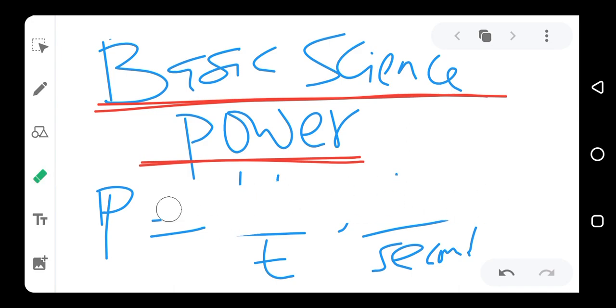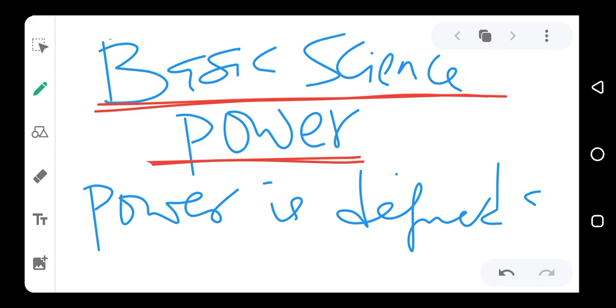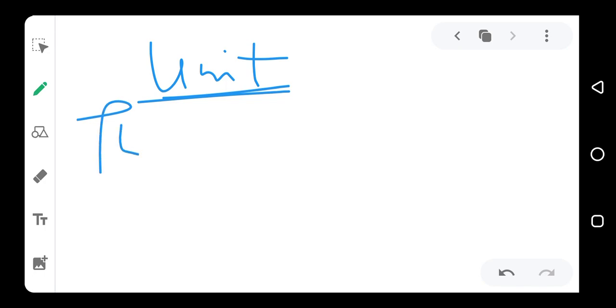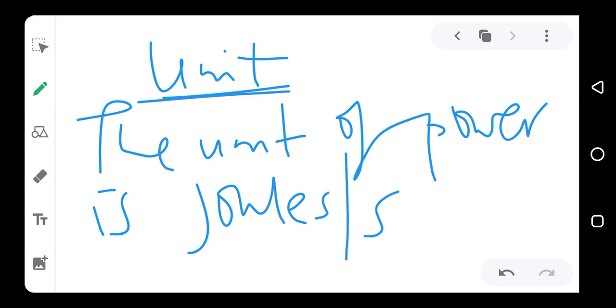So let me define power. Power is defined as the rate of doing work. Full stop. Power is defined as the rate of doing work. Units. The unit of power is joules per second.